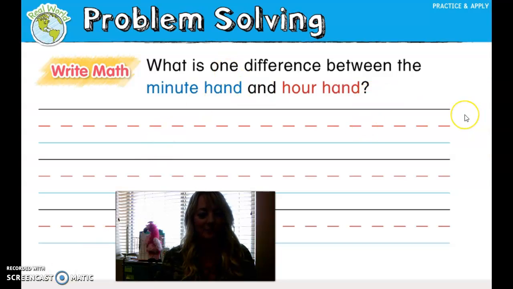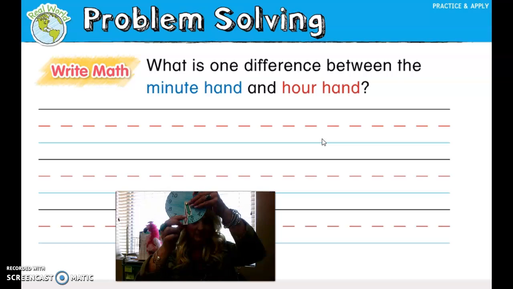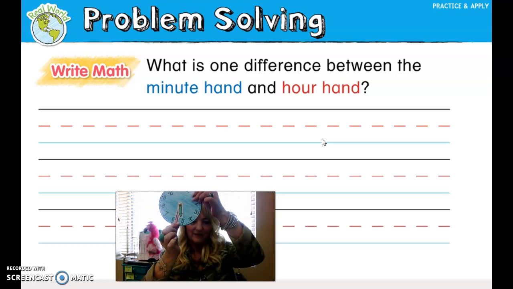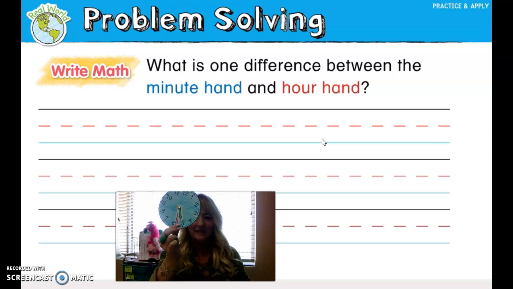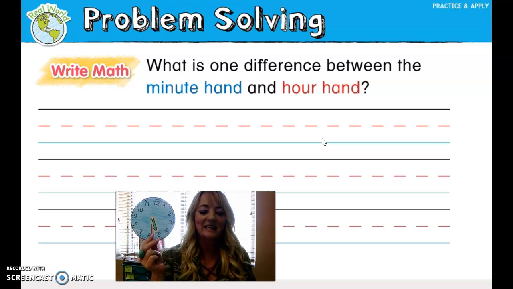What is the difference between the minute hand and the hour hand? Can you write about that for me? What is the difference between the minute hand, the long one, and the hour hand? What is the difference? Please use complete sentences and start with a capital and end with a period.